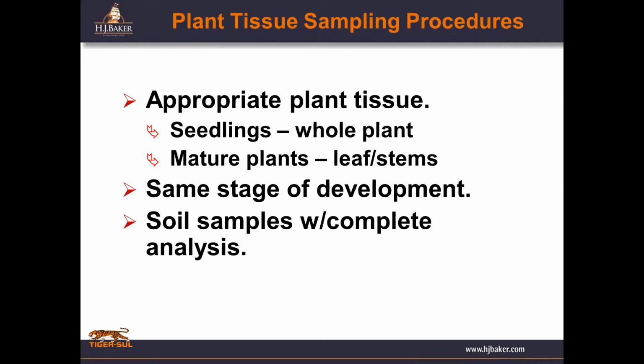Now, when collecting plant tissue samples, be sure to collect the appropriate plant tissue. If you're working with seedlings, you're talking about the whole plant. Mature plants, you're working strictly with leaf and stems. In the case of soybeans, it's strictly the trifoliate leaf, the most fully developed one. Just be sure that the plants you collect tissue samples from are at the same stage of growth, and then collect your soil samples and request a complete analysis on both the soil samples as well as the plant tissue samples.